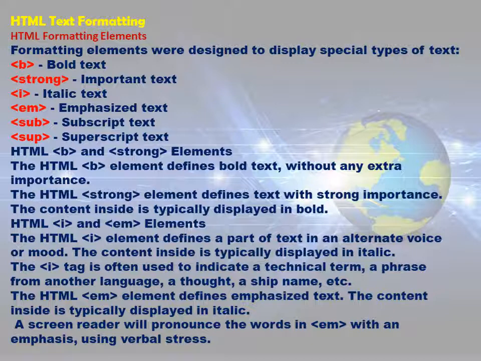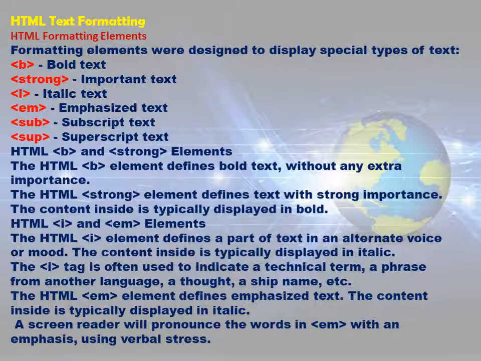Now, the HTML B tag and the HTML strong element. The HTML B element defines bold text without any extra importance, but the HTML strong element defines text with strong importance. So this is the basic difference between the B tag and the strong tag. The content inside is typically displayed in bold. So in both cases, the output will be displayed as bold.